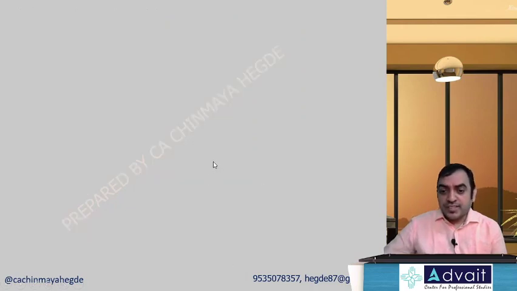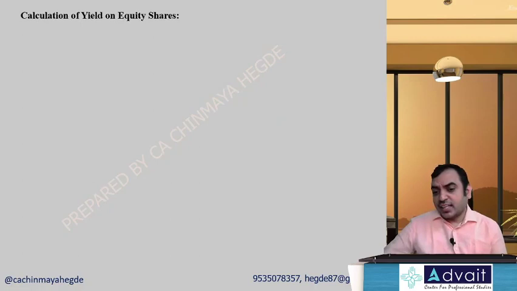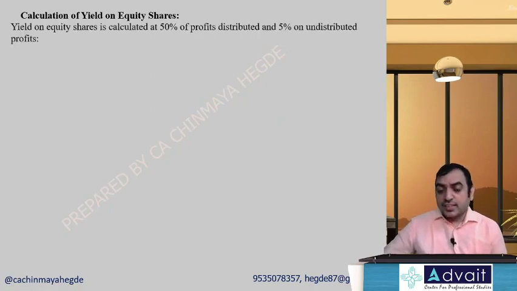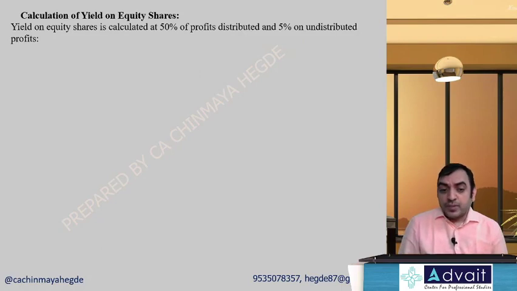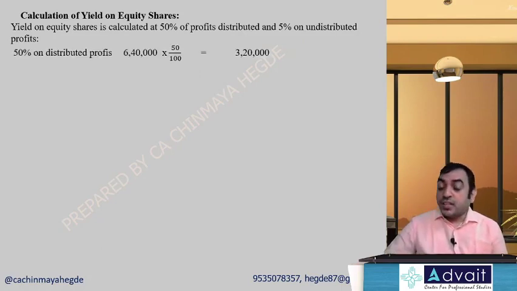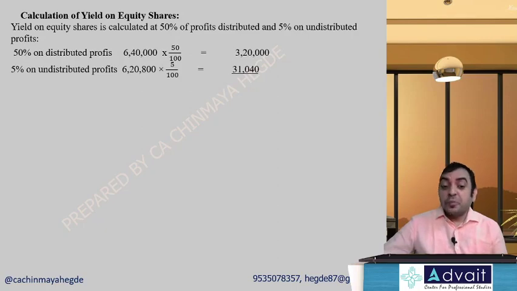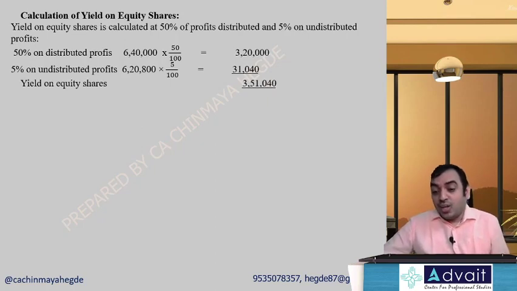Okay, I hope everybody is done with this. Now let's calculate the yield on shares. They say 50% of distributed profits is the yield and 5% on undistributed profits. So 50% on distributed profits, that is dividend paid, 6 lakh 40, 50%, 3 lakh 20. 5% on undistributed profits, so 6 lakh 2800 is retained earnings. 5% means 31,040. Total yield on equity share as per their calculation, 3 lakh 51,040.